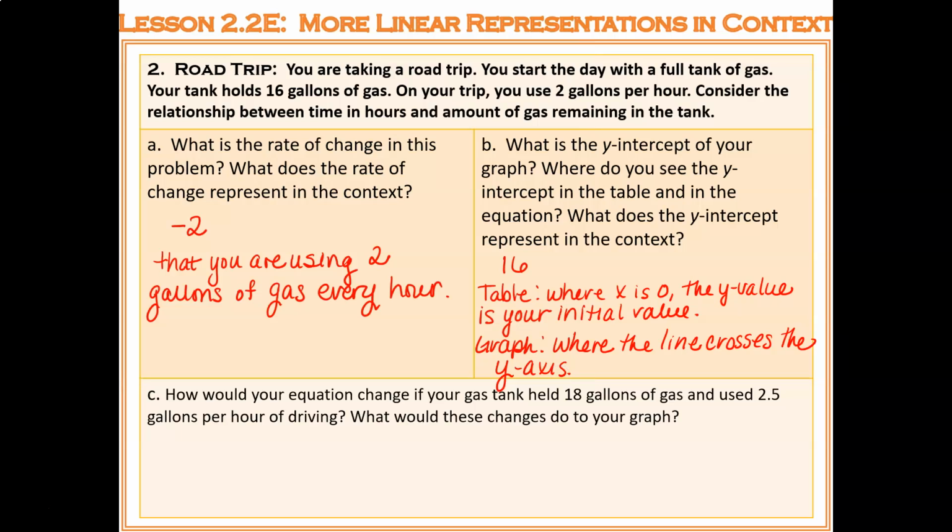Okay, letter C. How would your equation change if your gas tank held 18 gallons of gas and used 2.5 gallons driving? So this is your initial value, and here's your rate. So we would have y equals -2.5x because we're using the gas, and we started at 18. What would the changes do to your graph? Well, you would start higher up, and the line would be steeper.